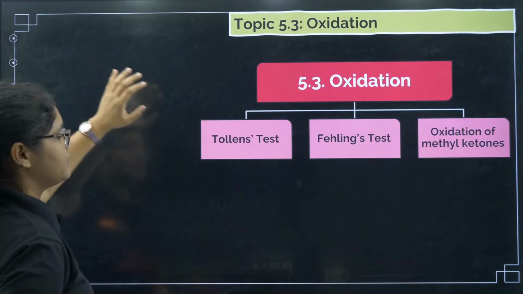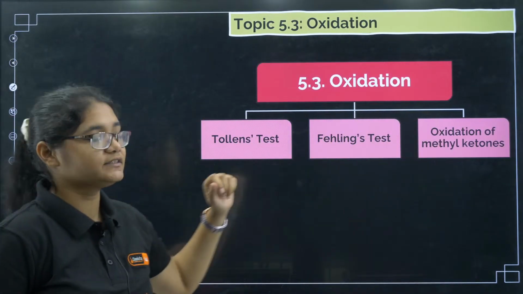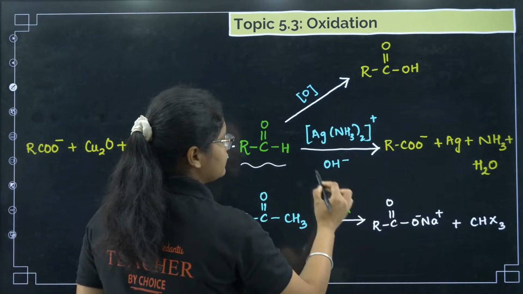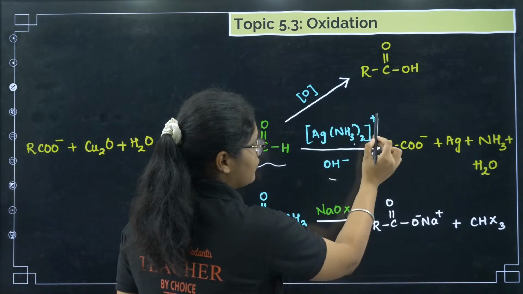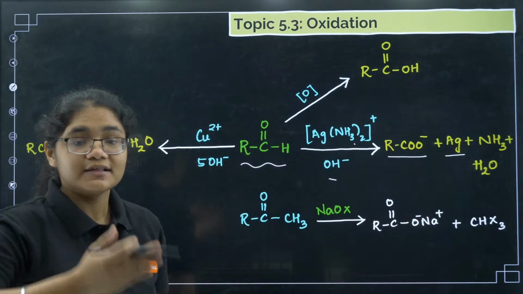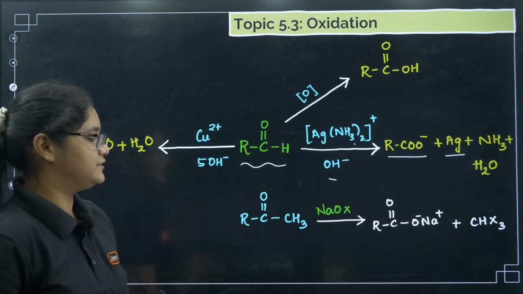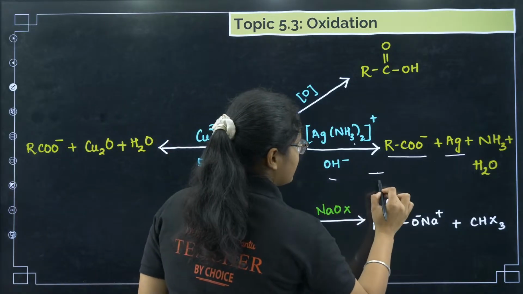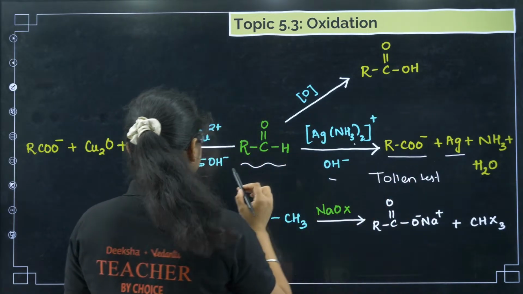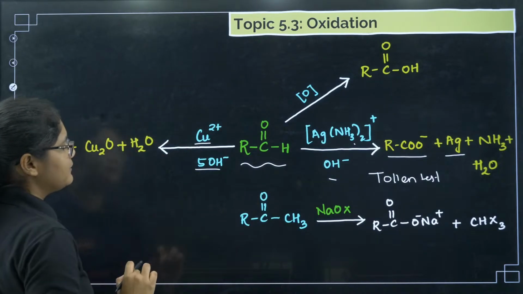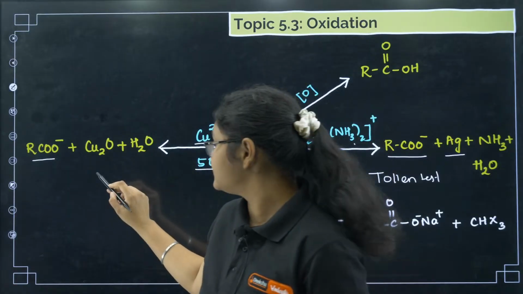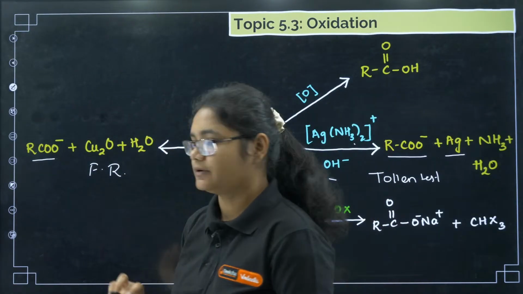Next we have oxidation reactions. Under oxidation we have the Tollens test, Fehling test and oxidation of methyl ketones. If you take one aldehyde and use Tollens reagent, Ag(NH3)2+ with OH minus, you will get RCOO minus plus Ag. That is, a silver mirror is formed on the test tube. That is your Tollens test, right? Now if I have Fehling's test, copper in alkaline medium, that will give me RCOO minus, which is Fehling's reaction. Clear?